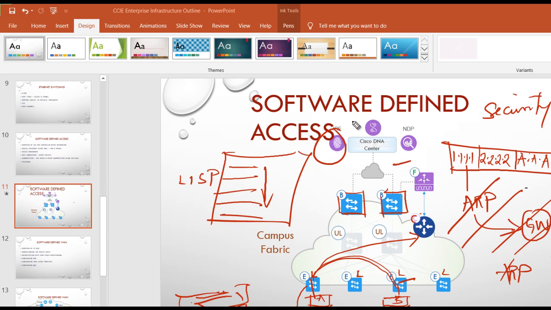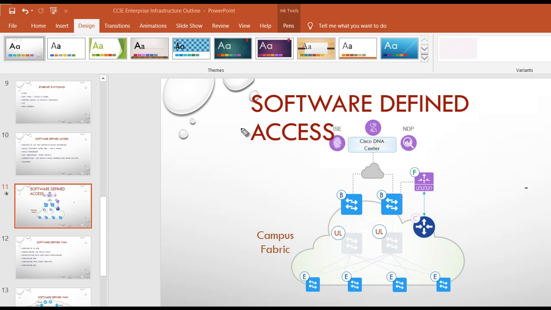We'll talk about all of this in detail when we get to the SDA session. I'm still studying this so I can teach it properly. I'm just giving you a flyby overview of the way it's meant to work.